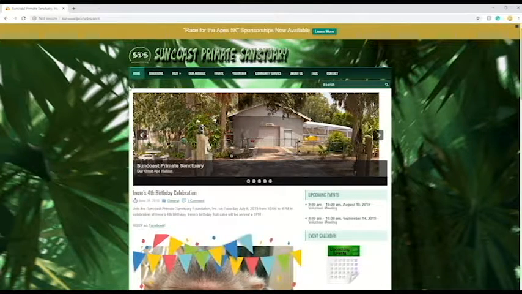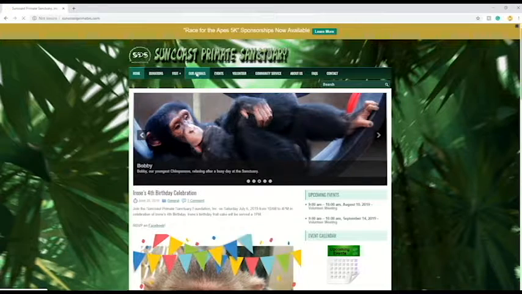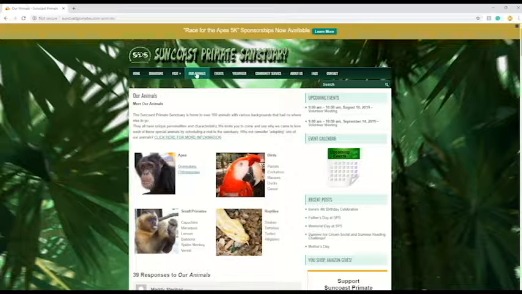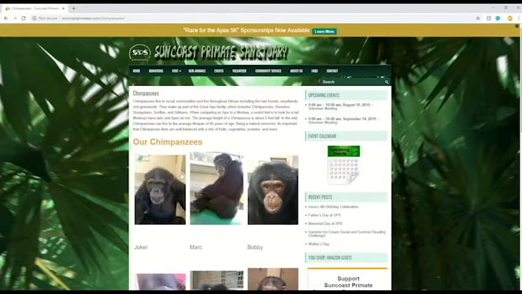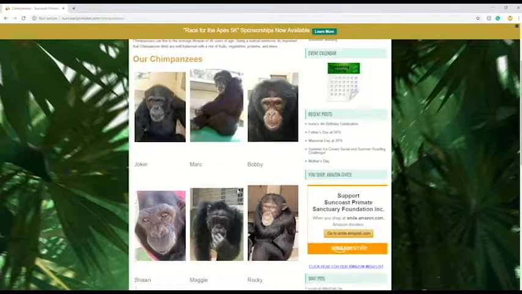Okay, and then in applying uses and gratifications theory, I do feel like they at least attempted to apply personal integration. So here on their Animals page, you can find a little bit of information about the animals that they have on their property and that they're caring for. But it doesn't provide much information. If you click on chimpanzees, it'll show you the different chimpanzees they have on the property, and it'll give you their names, but it doesn't provide any information beyond that.